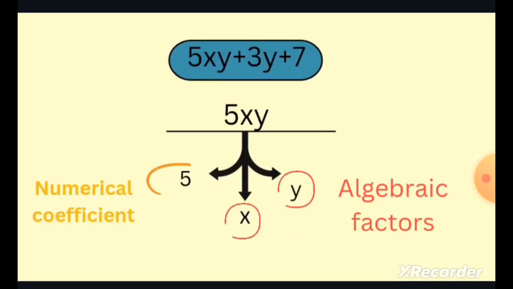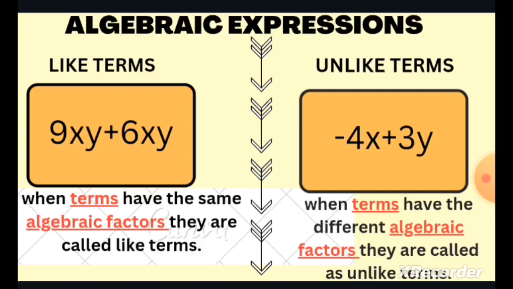So this is about the numerical coefficient and algebraic factors. Now, algebraic expressions have two types of terms, like terms and unlike terms. As the name suggests, like terms means something which is the same. As you can see here, I am having 9xy and 6xy. Xy and xy is common in both the terms, so these are examples of like terms. When we talk about unlike terms, it means something which is different. As you can see here, I am having x and here I am having y.